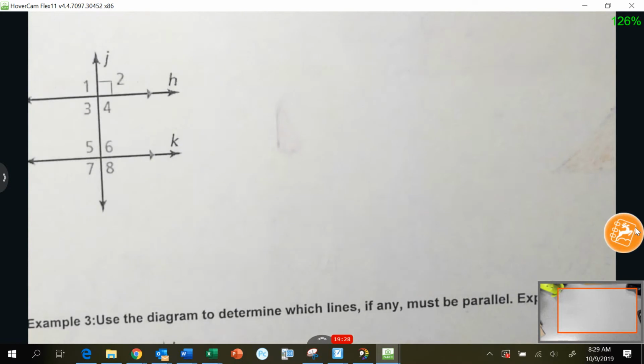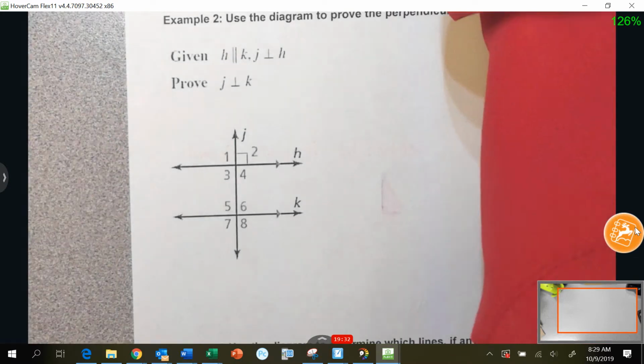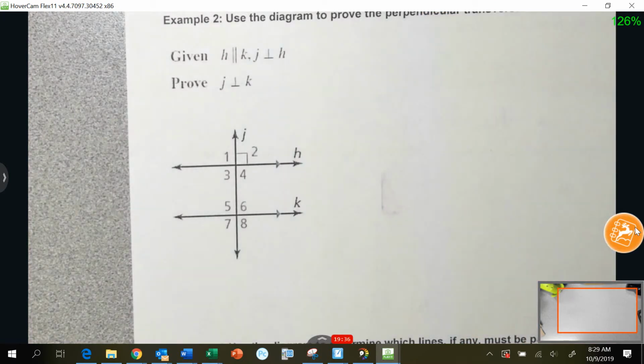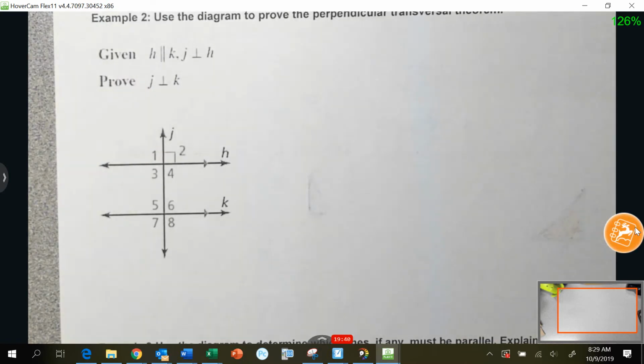All right, last 2 examples. Oh, yay, more proofs. You don't share the same enthusiasm, I see. Okay. It's all right. Neither do I. It's called acting. Here we go.